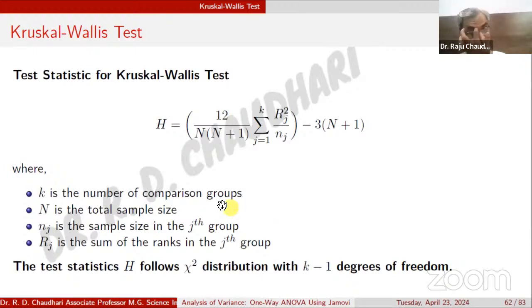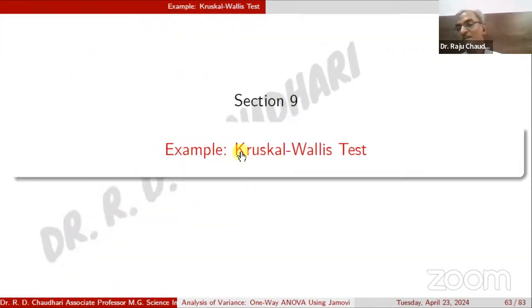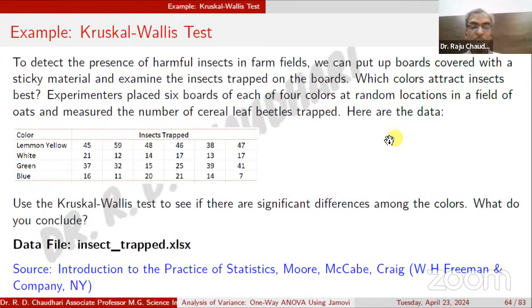This is the test statistic, the Kruskal-Wallis test statistic. Generally the Kruskal-Wallis test, or any non-parametric test, is based upon the rankings of the data. So we arrange the data and rank accordingly, and using this formula we get the Kruskal-Wallis test, which is a chi-square test statistic H. Then we can compare the p-value of the output and draw the conclusion.